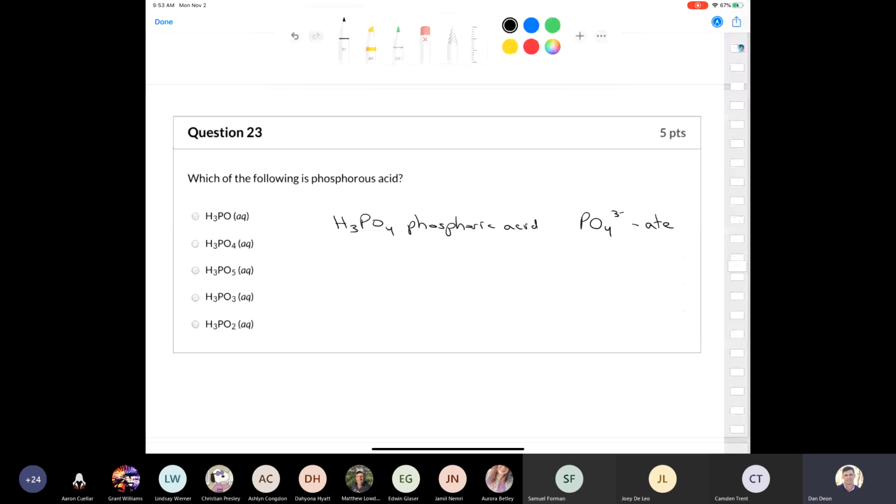The suffix is ate. If I have PO3 3-, the suffix is ite. When you have an ate, you get an ic acid, and when you have an ite, you get an ous acid. Okay, so we have H3PO3, which is phosphorous acid, like that. So that's H3PO3.